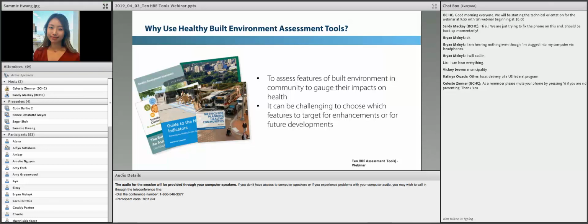So why use HB assessment tools? Because of some of the reasons we just went over of how built environments have significant impacts on community health. To gauge how the built environment is impacting or will be impacting the community health, it's important for local governments, including Indigenous communities, to assess the existing and future planned features of the built environment. But it can be challenging to choose which features to look at for enhancements or for future developments. So a variety of HB assessment tools have been developed by many different organizations, and many of them are validated.